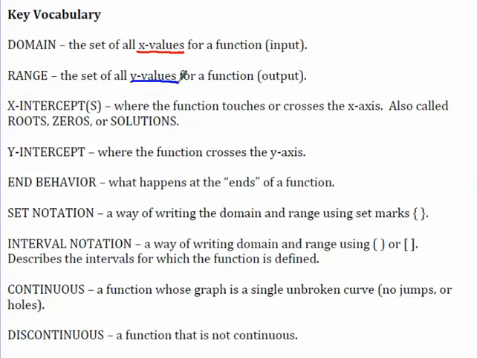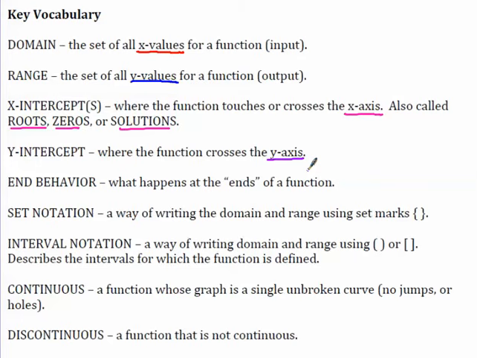X-intercepts are where the function touches or crosses the x-axis. X-intercepts are also called zeros, roots, or solutions. The y-intercept is where the function crosses the y-axis. In very rare circumstances, will it just touch the y-axis? The end behavior is what happens at the ends of a function. We'll get more into that when we get to the examples.